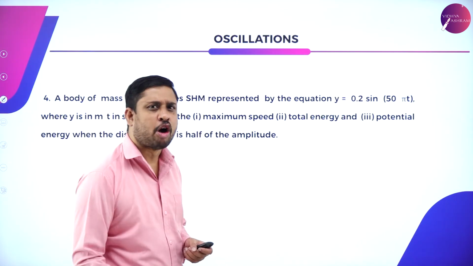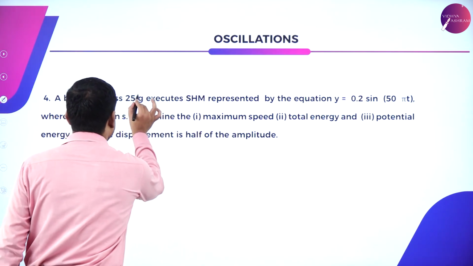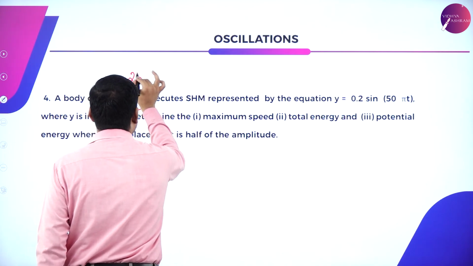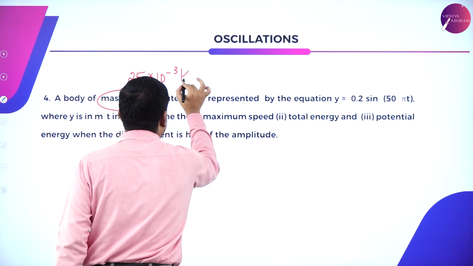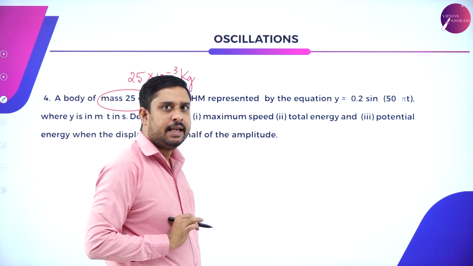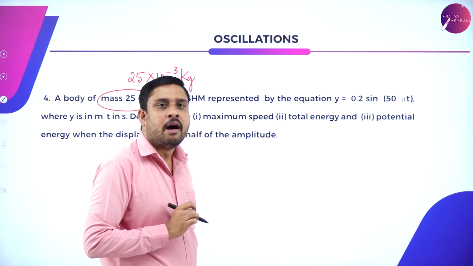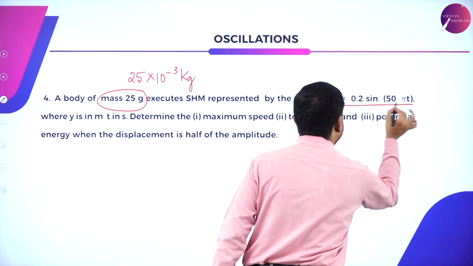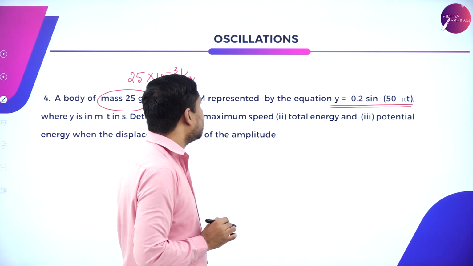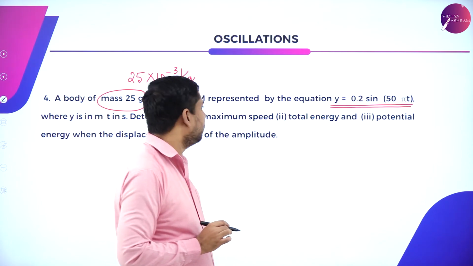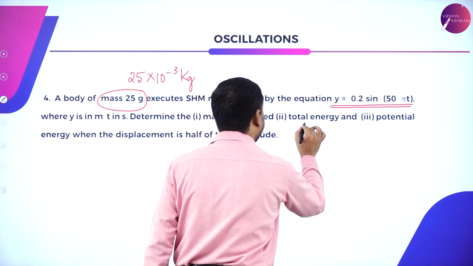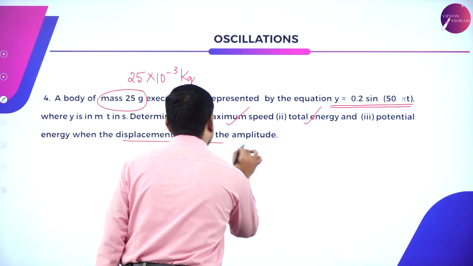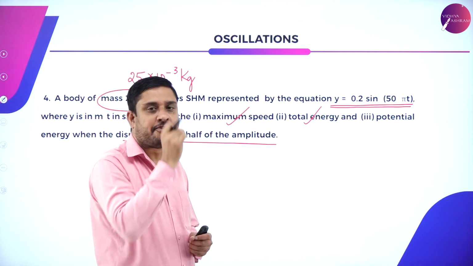The next one, a sort of assignment for you all. Now a body of mass 25 grams, which is 25 into 10 power minus 3 kg, executes simple harmonic motion represented by the equation y equals 0.2 sine 50 pi t. Calculate the maximum speed, total energy, and potential energy when displacement is half of the amplitude.